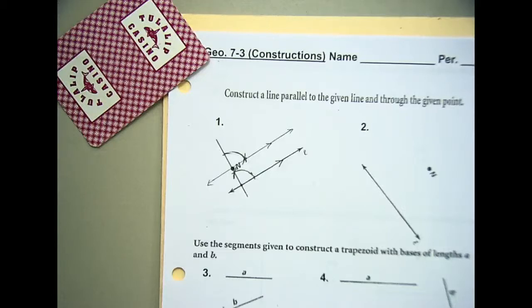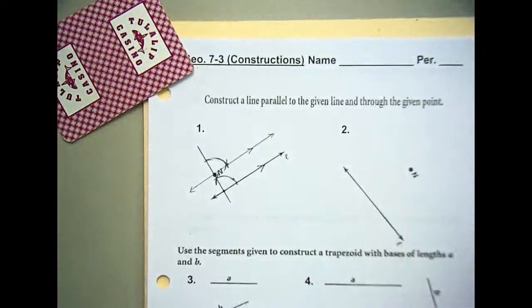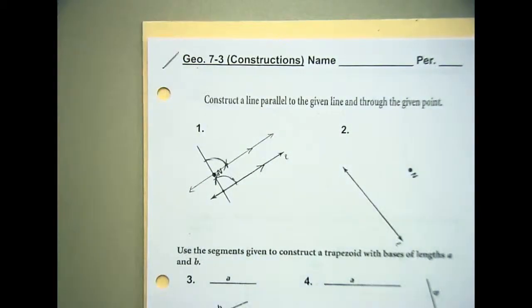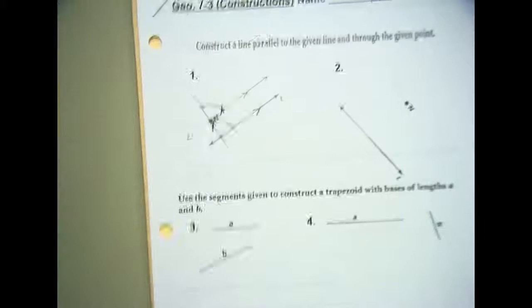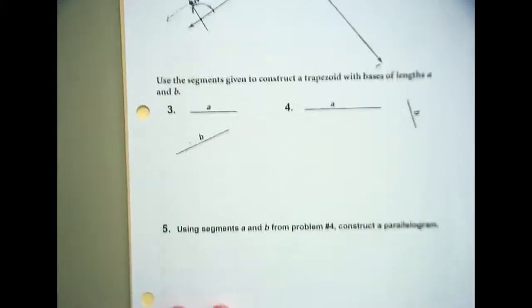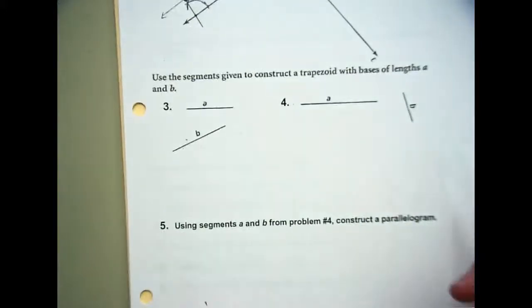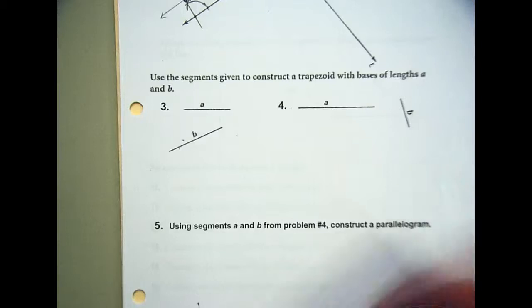All right, so what I want you to do right now is try that same construction on number 2. Give it a shot. Next piece: if you did not finish number 2 yet and you're still working on it, pause. We'll come back to it. Number 3, use the segments to construct a trapezoid.